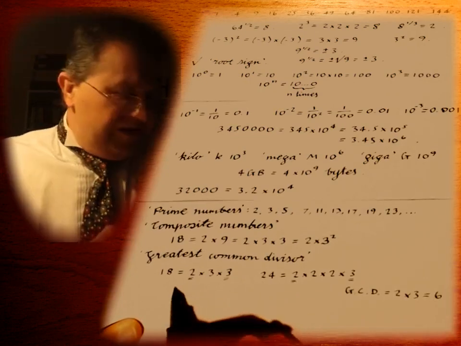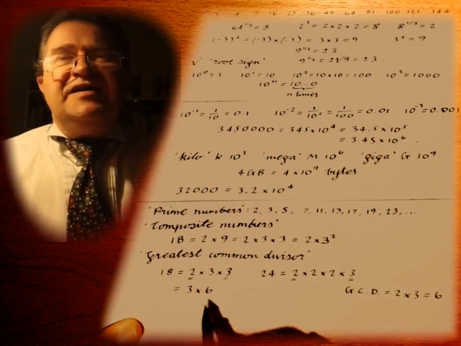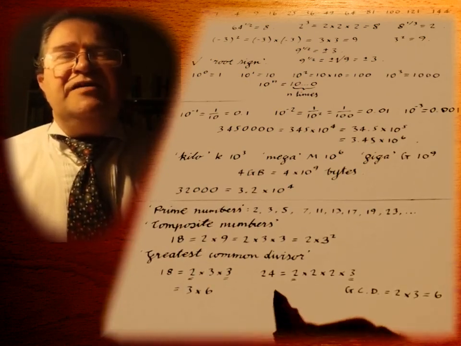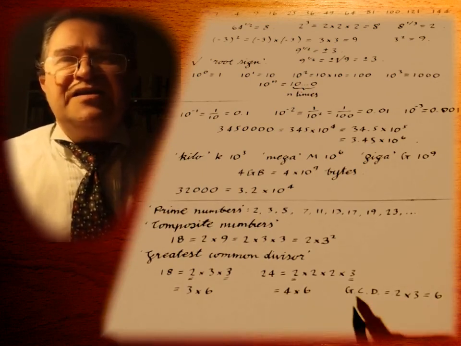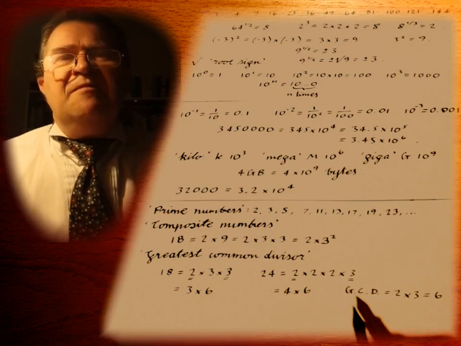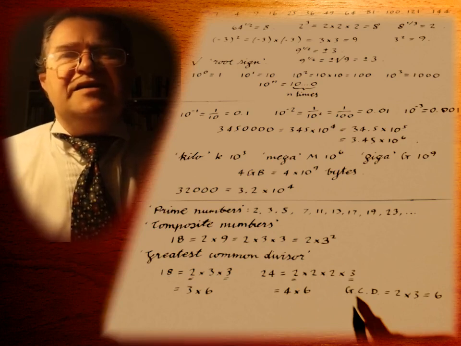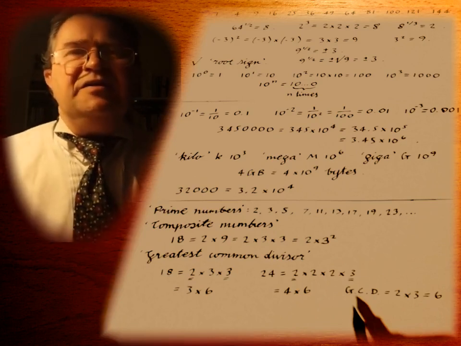So now we can see that 18 is 3 times 6 and 24 is 4 times 6. This is the meaning of common divisors. Both numbers divide by 6 here. As you can see, 6 is the common divisor.